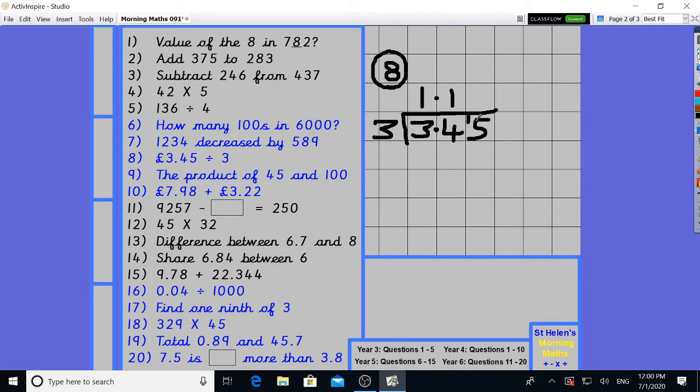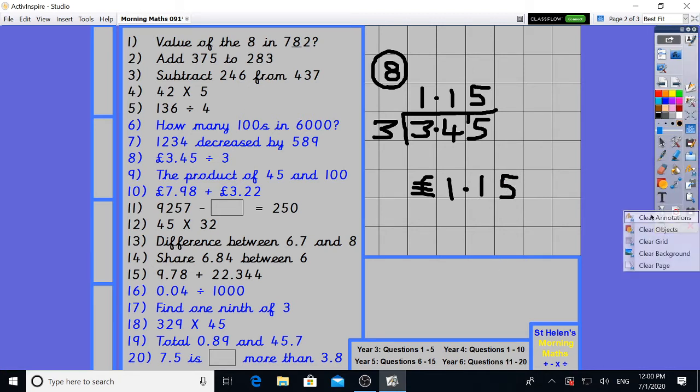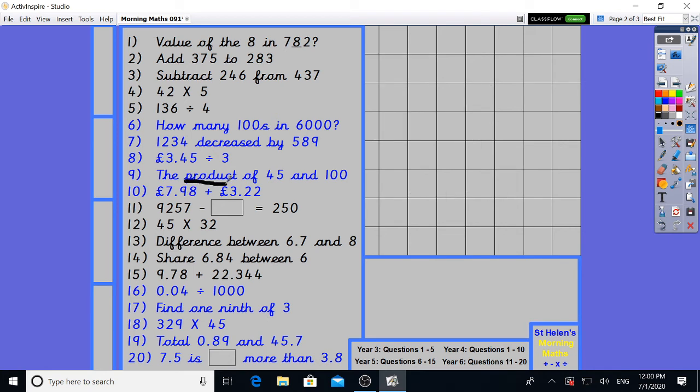How many 3s in 15? That'll work if you sing it. 3, 6, 9, 12, and 15. Count on your fingers, you'll have, like me, 5 fingers. How many 3s in 15 is 5? So 1.15, the answer is £1.15. So you could share £3.45 between 3 people, and each person would get £1.15 each.